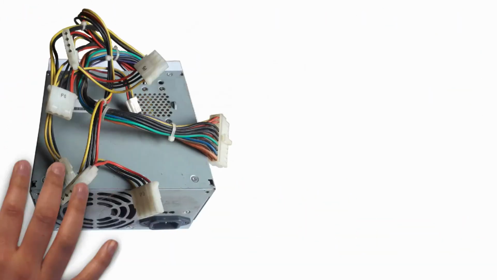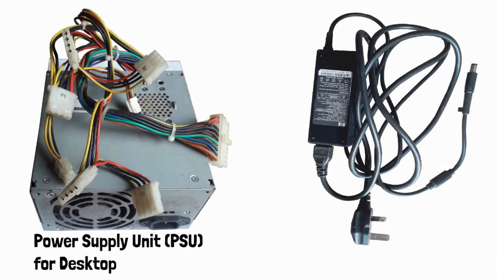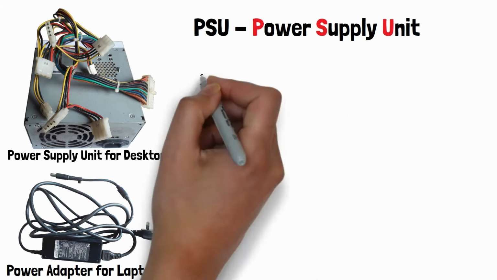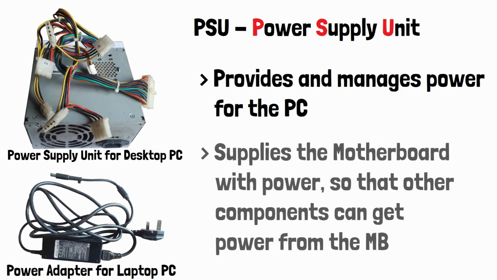Alright, the next hardware in line would be the power supply unit, or PSU. As the name implies, the power supply unit is the component of the PC which provides and manages power for the computer system. In a typical desktop PC, it supplies the motherboard with power so that all other components can then get their respective power supply needs from the motherboard. In a desktop PC, the power supply component comes with an inbuilt fan which helps with cooling the system. Alright, there's the desktop power supply and there's the laptop power supply that we know.